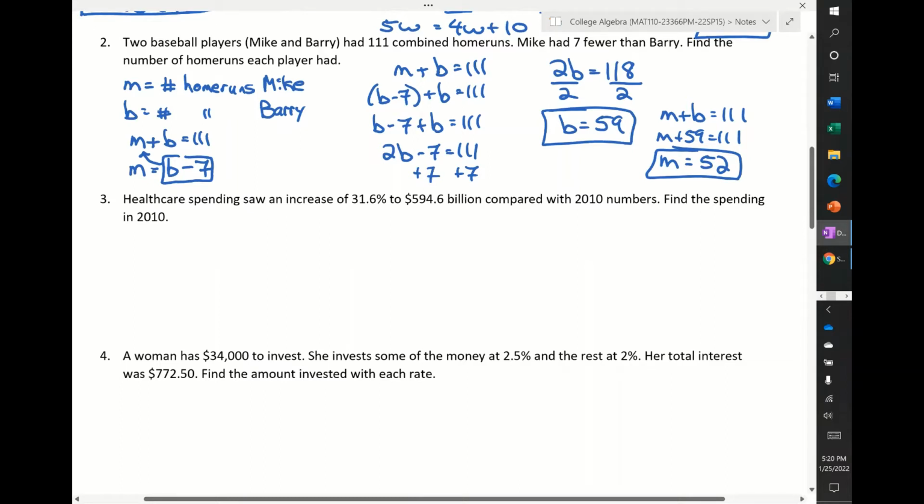Moving on to number 3 is healthcare. Healthcare spending saw an increase of 31.6% to $594.6 billion compared with 2010 numbers. Find the spending in 2010. First thing we have to do is define our variables. That's typically what do we want to find. Find the spending in 2010. So let's let X represent the spending in 2010.